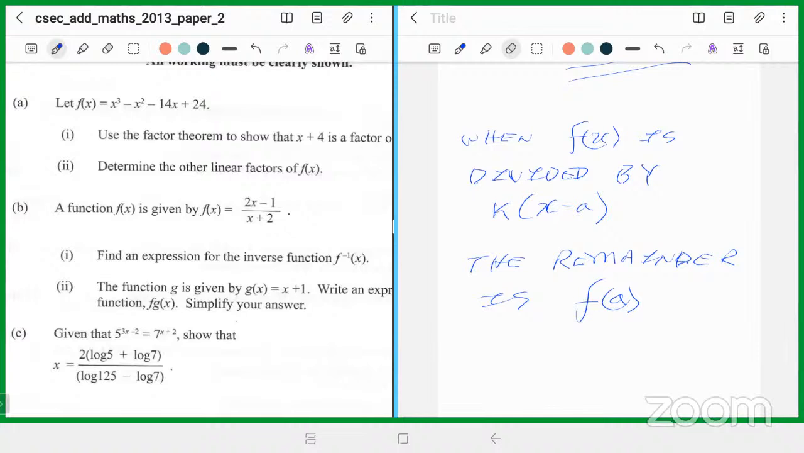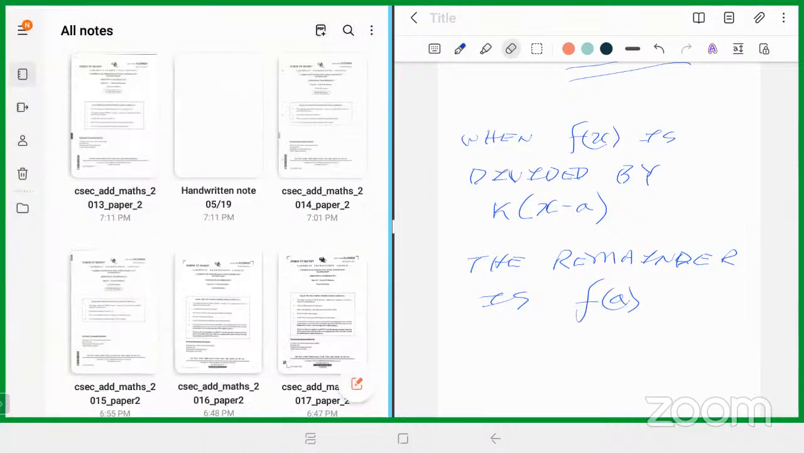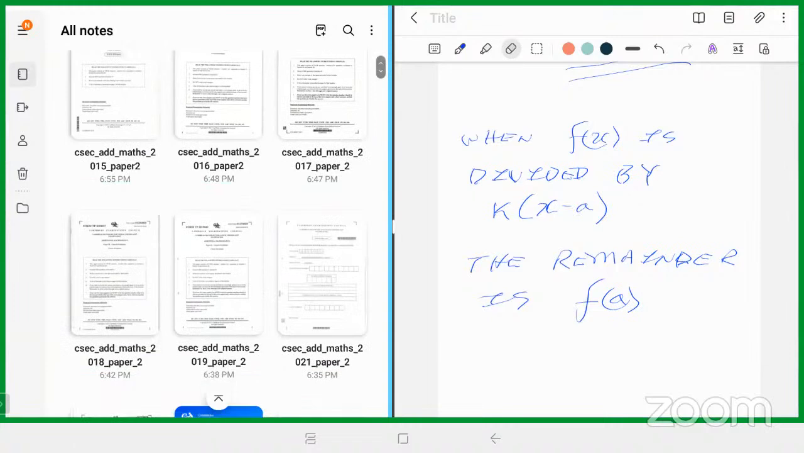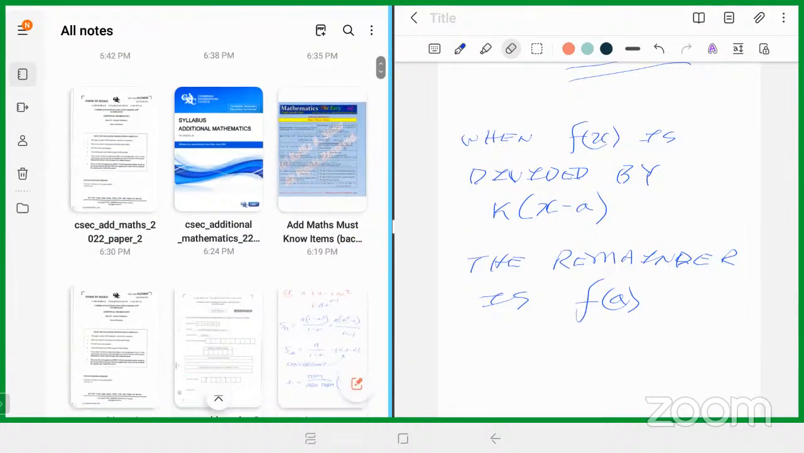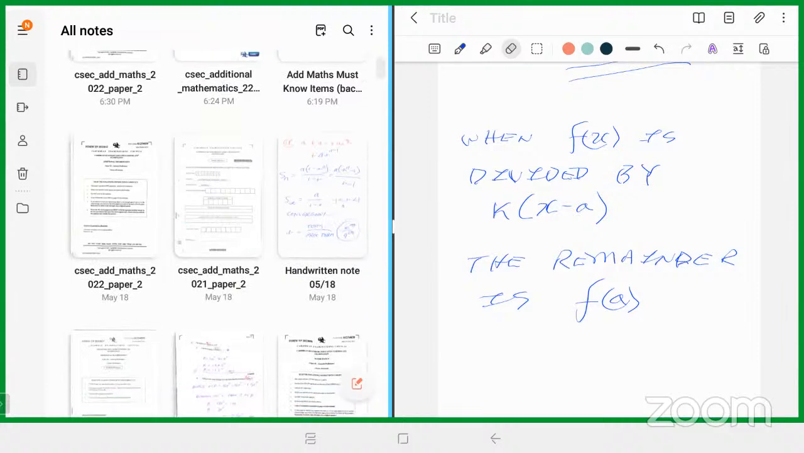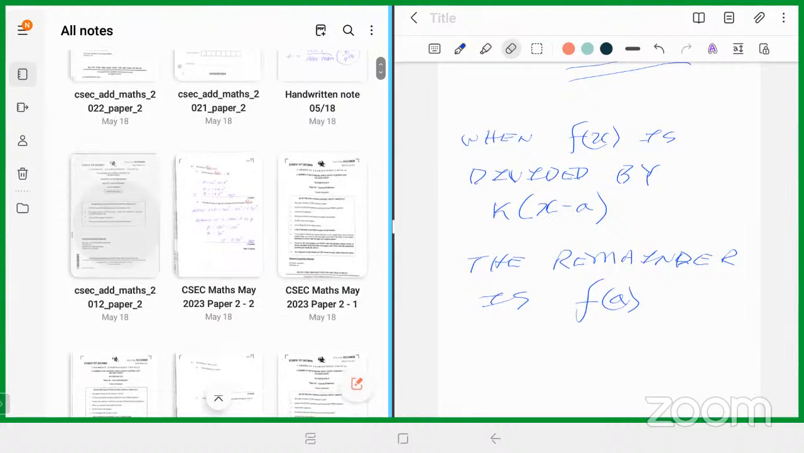Right? That is that. All right, let's look at paper 2012. Let's find it here. Looking for 2012. If you see it, just shout. See it there? 2012.